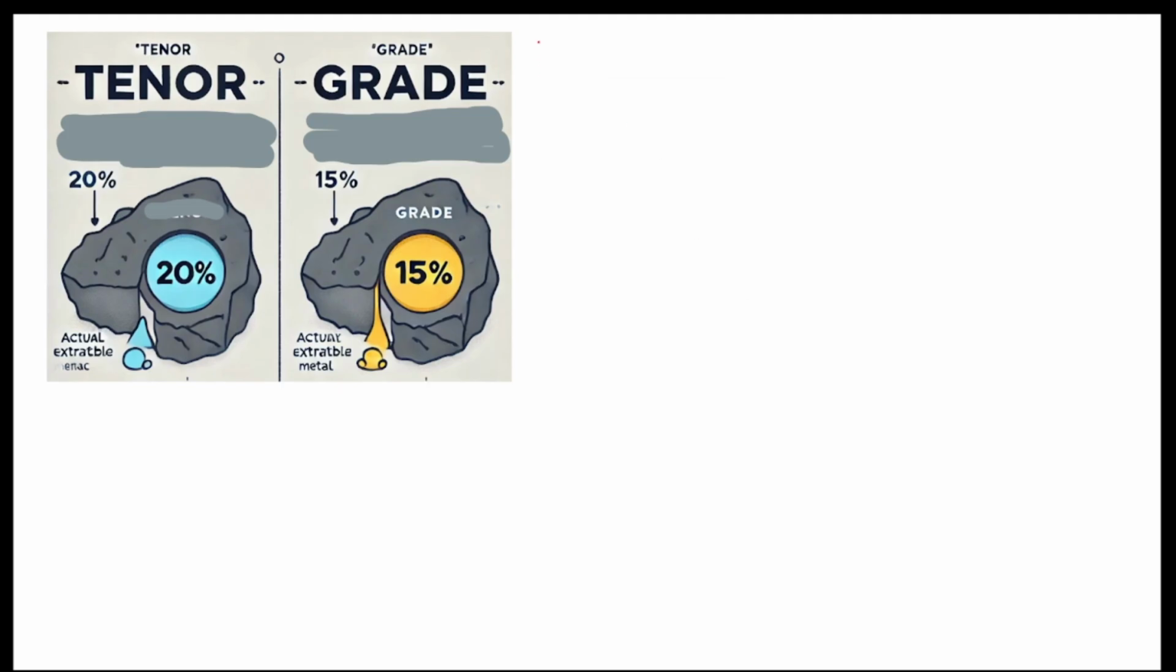Okay, you must have heard these terms, tenor and grade. So what is tenor? Tenor is the lowest permissible amount. According to the definition, we call it the lowest permissible amount of metallic content which can be extracted from an ore. Alright, this is called tenor.